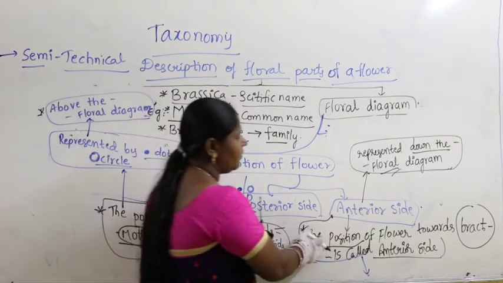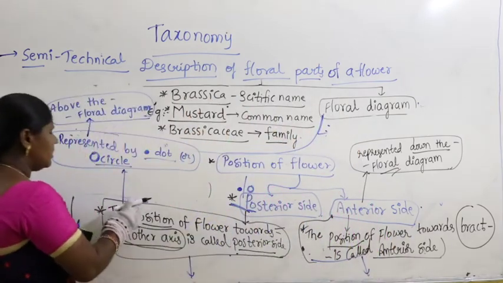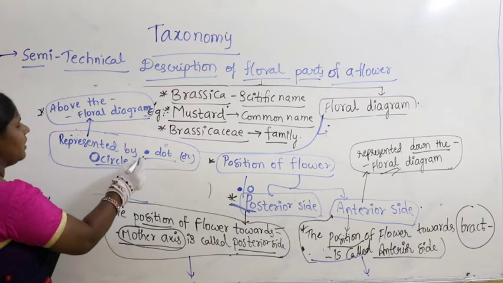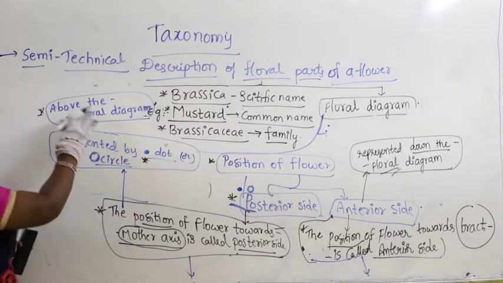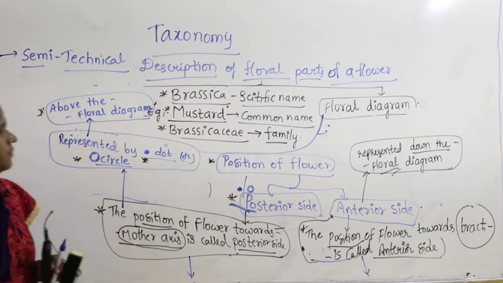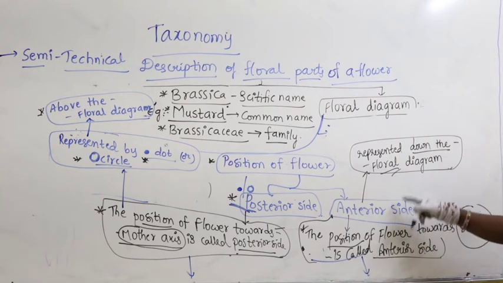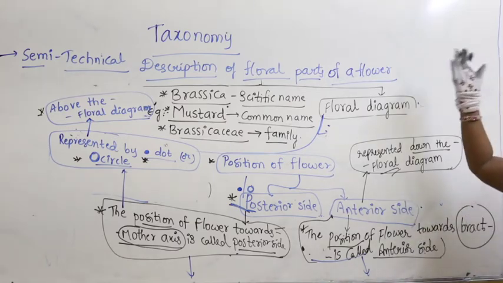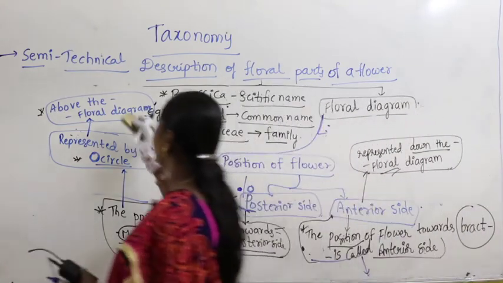Similarly, the position of the flower towards the bract is called anterior side. Now the posterior side can be represented with the help of a dot or a circle, and that is above the floral diagram. Whereas the anterior side is represented down the floral diagram. Down is anterior side, above the floral diagram is posterior side. So try to remember these points.